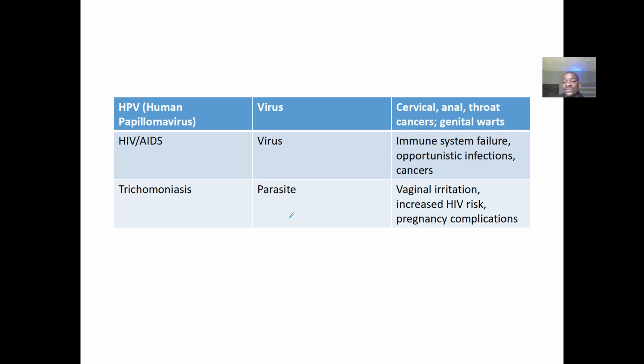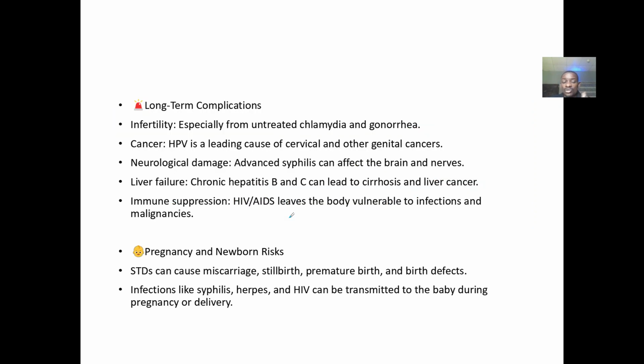It can cause vaginal irritation, cause a lot of wounds in the vagina, and there's now more risk of you having HIV and AIDS. So long-term complications in general, these infections can make you infertile. They can cause cancer, they can cause neurological damage, they spread to the brain and they affect your nerves.